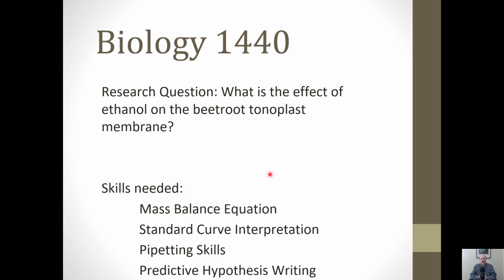Our basic research question this week is, what is the effect of ethanol on the beetroot tonoplast membrane? And some of the skills we'll need include the mass balance equation, which you should have practiced already. You'll need to be able to interpret your standard curve, so how to use the equation of the line to calculate beta-cyanin concentration. You'll need to be able to use a pipette, which you'll learn in class, and how to write a predictive hypothesis.